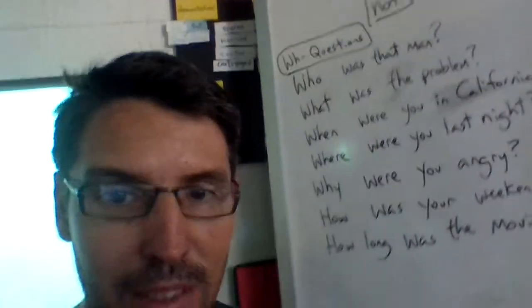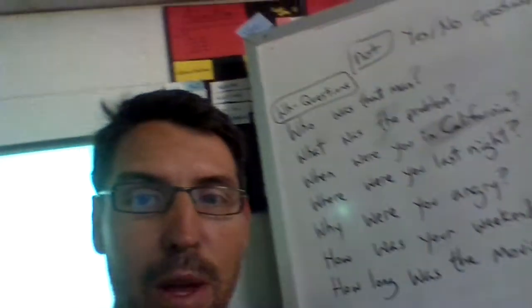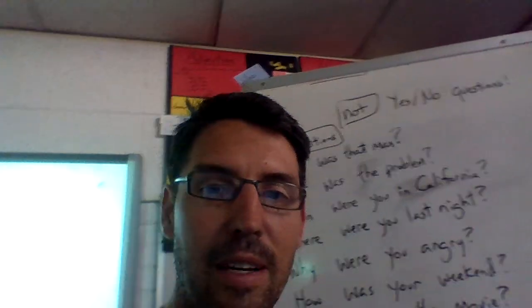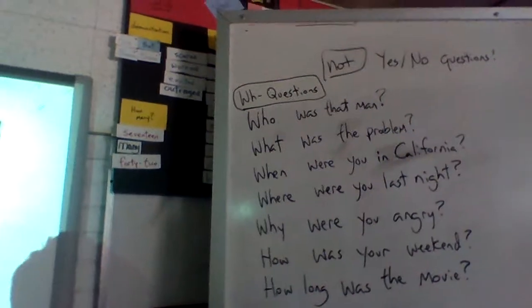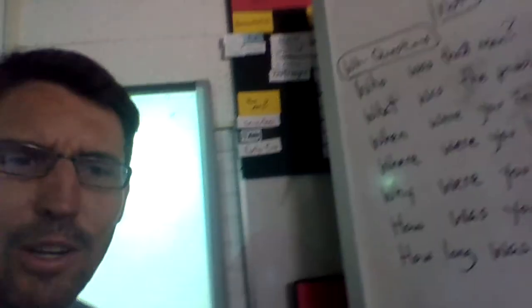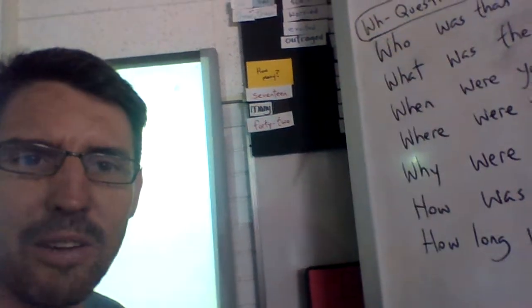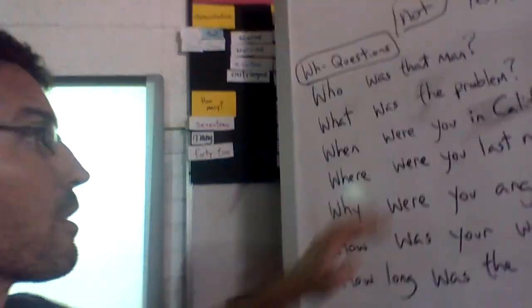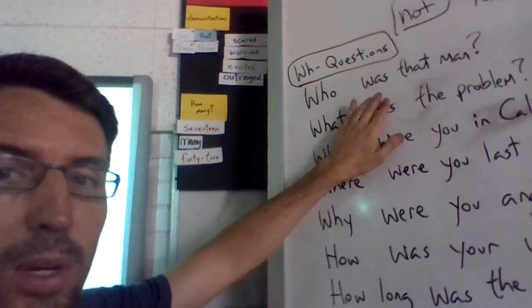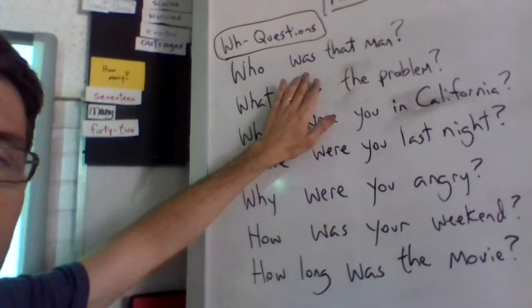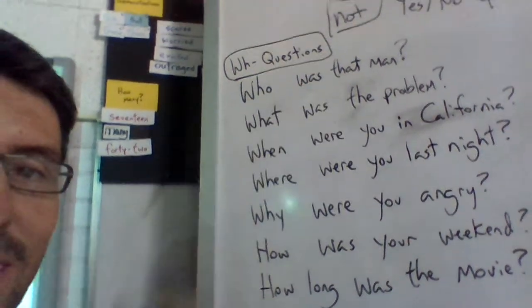All right. So I have some examples of these WH question words with the to be verbs. The first one I have is, who was that man? I saw you talking to a man. Who was that man? How can we answer? Well, that man was who? That man was my father. That man was my teacher. That man was my friend.